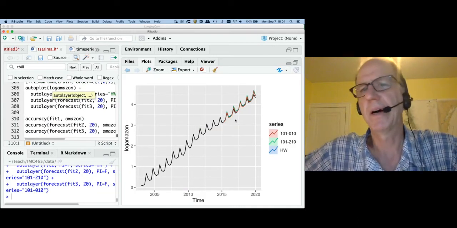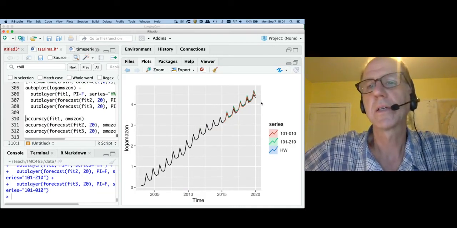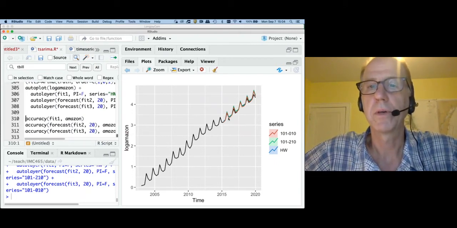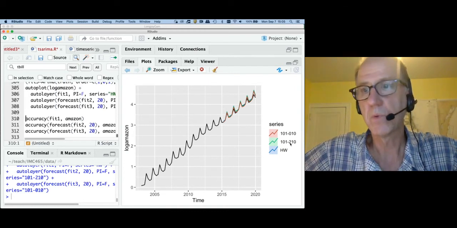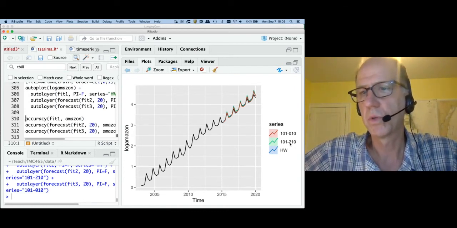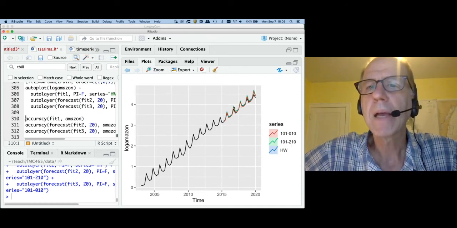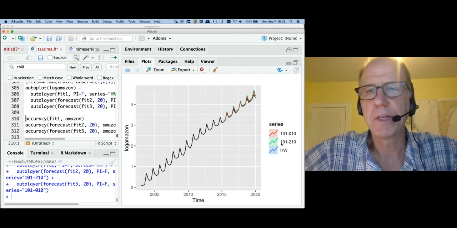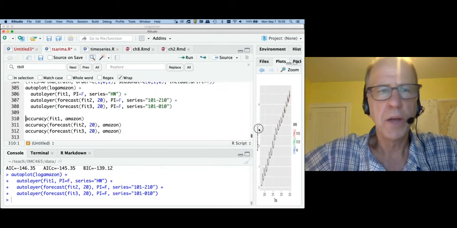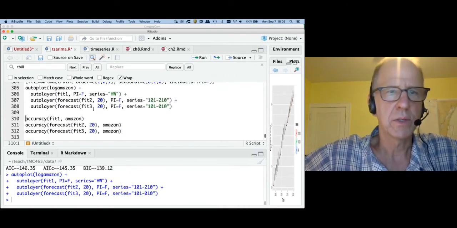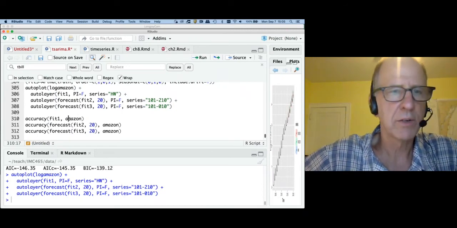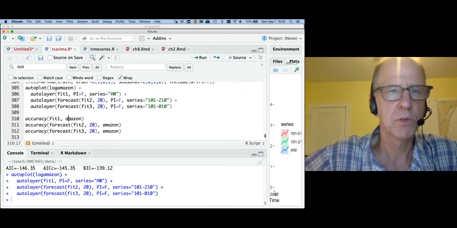So here's the plot. What we see is that the models are all pretty good. Here are the forecast values. It looks like the green one that ARIMA chose with two seasonal autoregressive terms may be a little bit higher than the others, but there's not much of a difference. Another way to evaluate these is to look at the accuracy on the test set. So let's go do that.